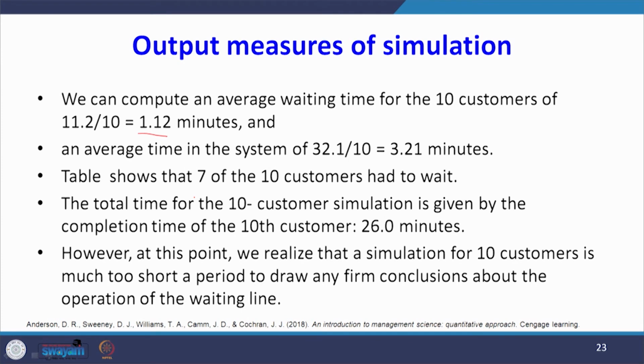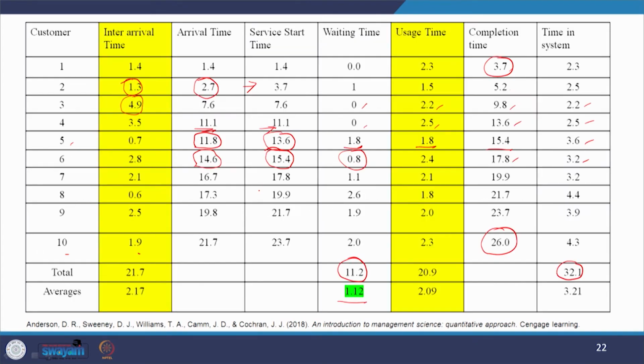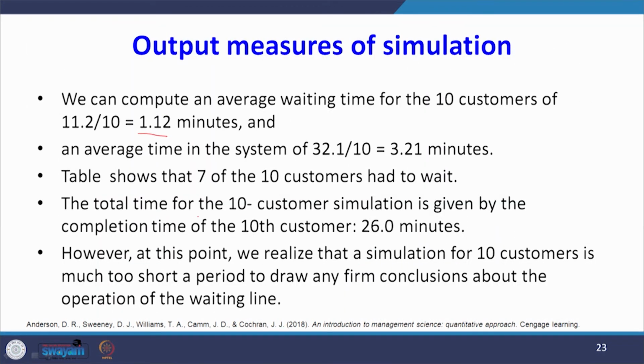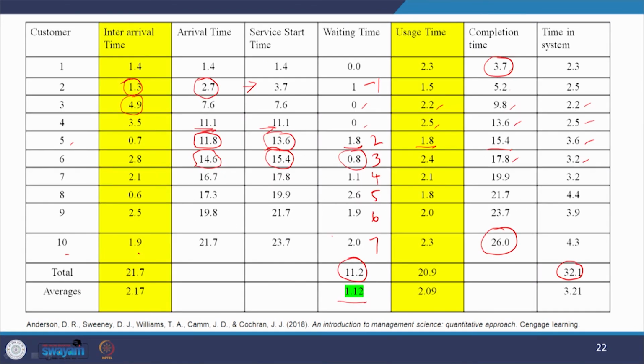The table shows that 7 of the 10 customers have to wait. How many people are waiting? 1, 2, 3, 4, 5, 6, 7. So out of 10 customers, 7 customers are waiting. The total time for the 10 customer simulation is given by the completion time of the 10th customer. What is the completion time of the 10th customer? 26 minutes, this one, 26 minutes.